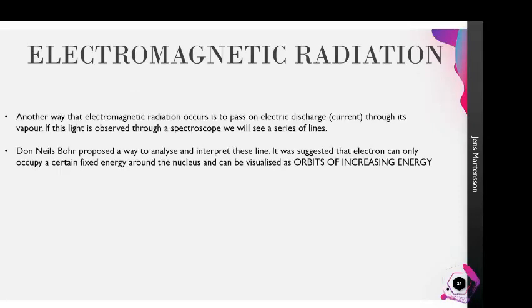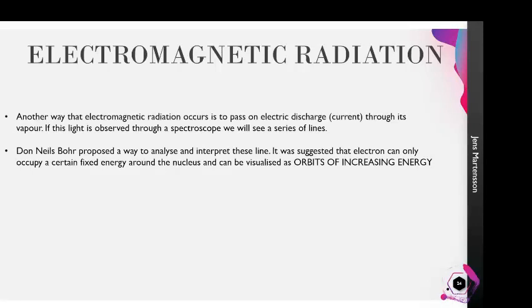Another way that electromagnetic radiation occurs is when you pass an electric discharge, which is also known as a current, through a vapor. If this light is observed through a spectroscope, we will see a series of lines. And remember Niels Bohr? He proposed a way to analyze and interpret these lines, and he said that the electrons can only occupy certain fixed energies around the nucleus and can be visualized as orbitals of increasing energy.